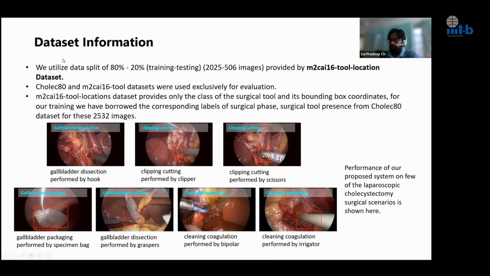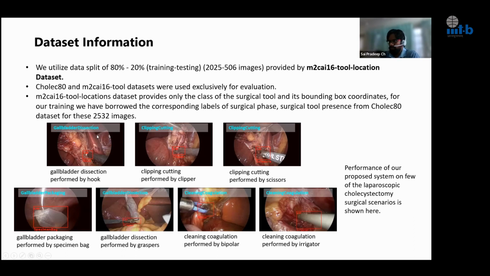Coming to the dataset information used in our task, we utilize a data split of 80-20. That is, we got 2025 images for training and 506 images for testing. This is provided by the M2CAI16 tool location dataset. Cholec80 and M2CAI16 tool datasets were used exclusively for evaluation. The M2CAI16 location dataset provides only the class of the surgical tool and its bounding box coordinates. For our training, we have borrowed the corresponding labels of surgical phase and surgical tool presence from the Cholec80 dataset for these images.